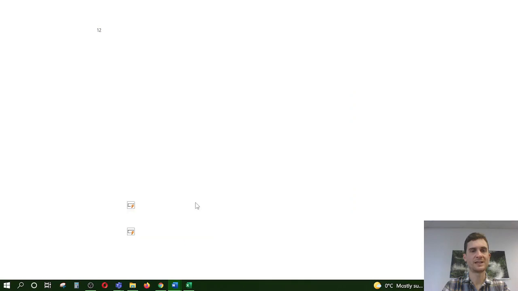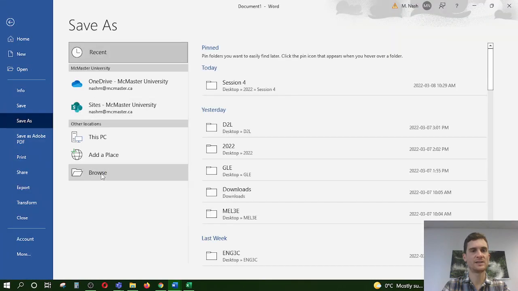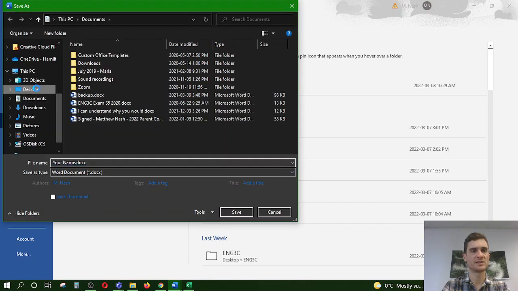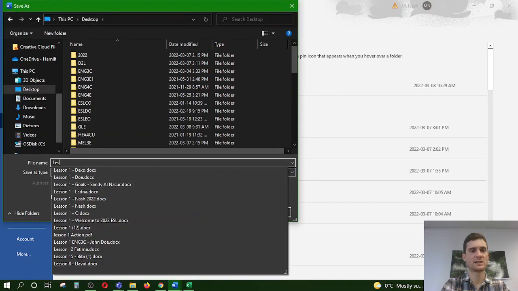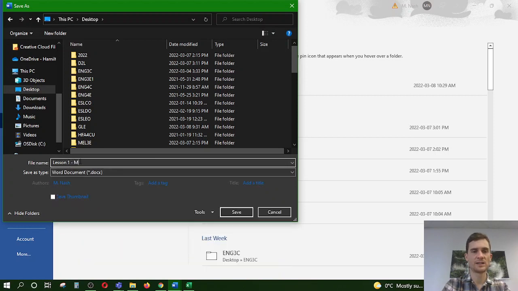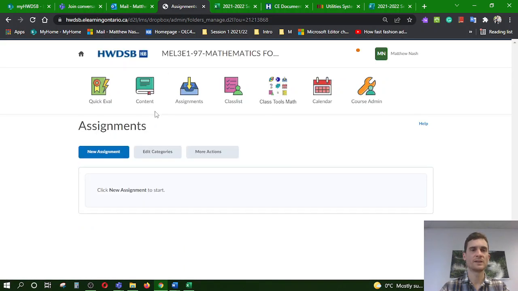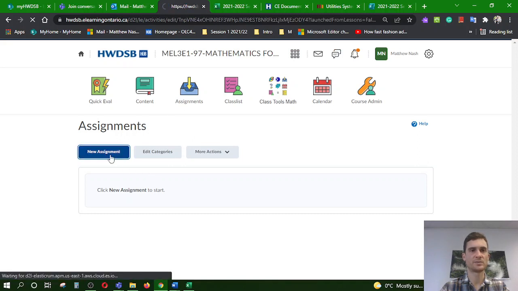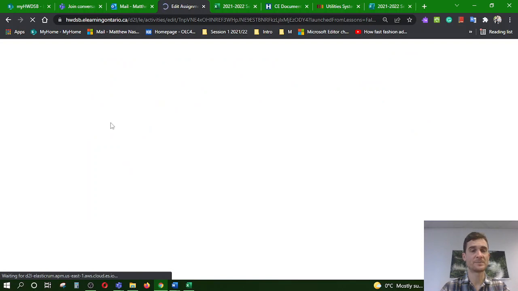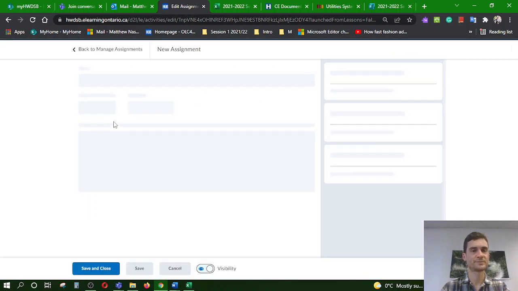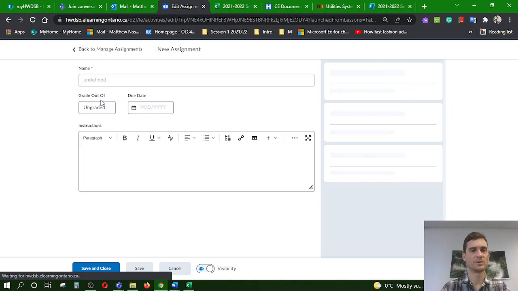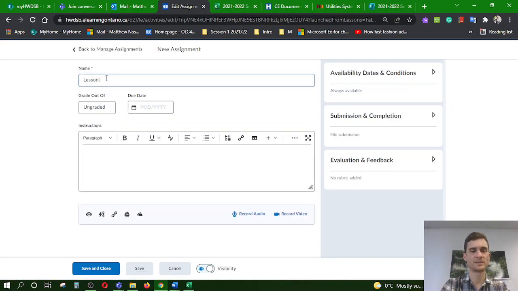Now you're going to have to save it in a place where you can find it. I always save it on the desktop. It just makes things easier. So I save it on the desktop, save it as lesson 1, lesson 1, MEL3E. There you go. Now you can go into the assignments folder and you can submit that document in the correct place. So it looks like I'm going to have to make a new assignment. So to make you a folder. Don't worry, I will make this all happen. So lesson 1.